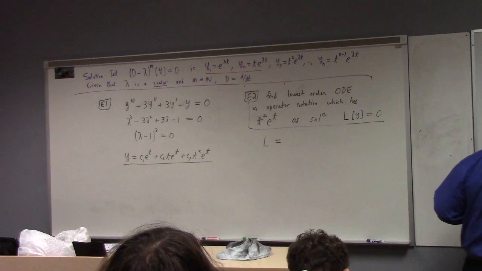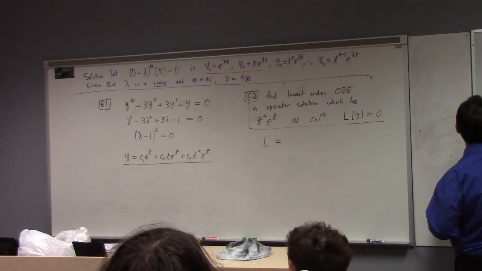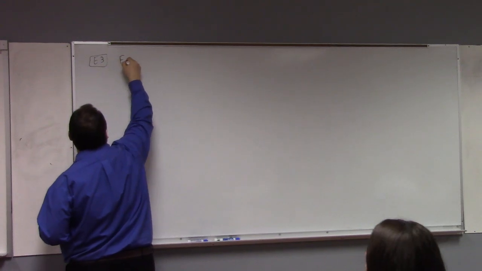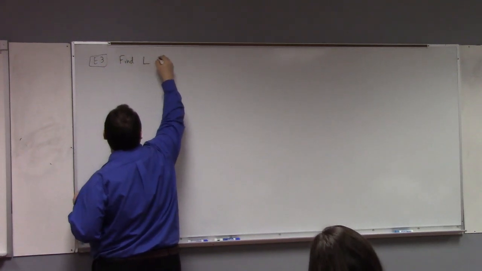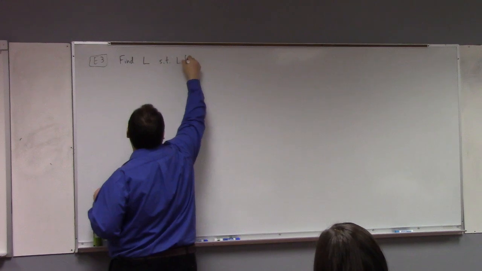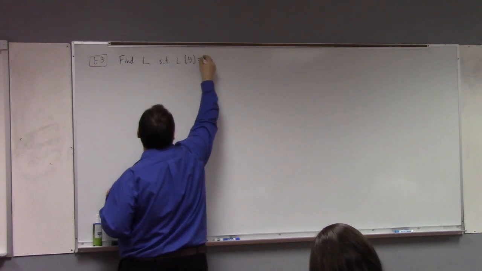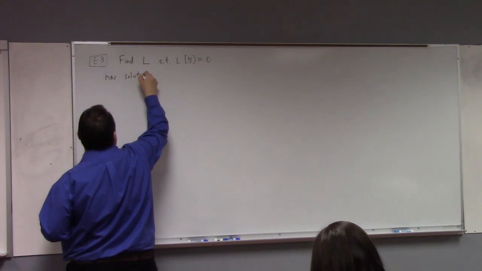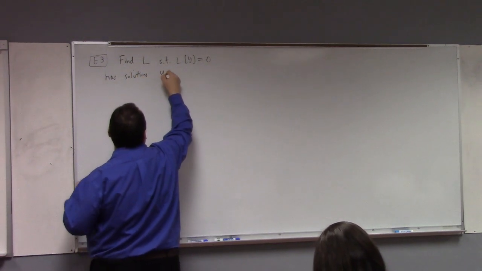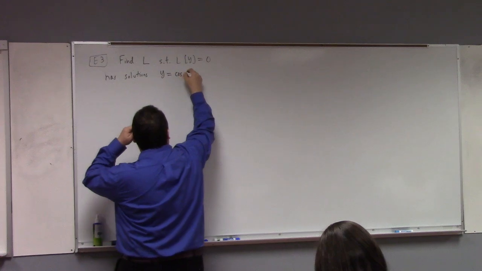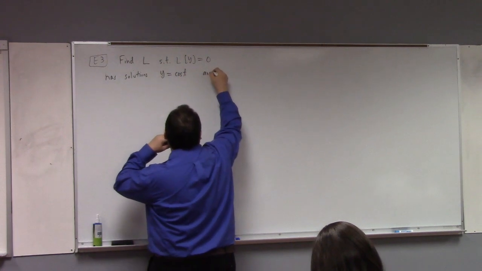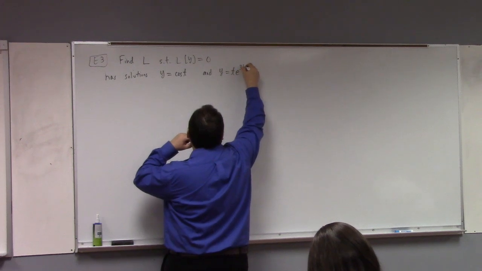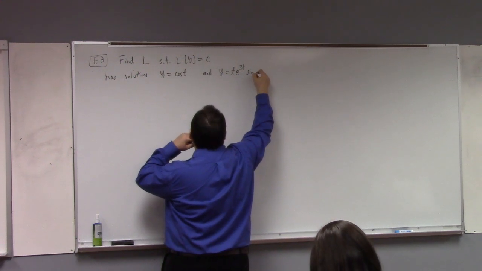Oh, all right, fine. Example 3. Find L such that L of y equals 0 has solutions y equals cosine t and y equals t e to the 3t sine t.